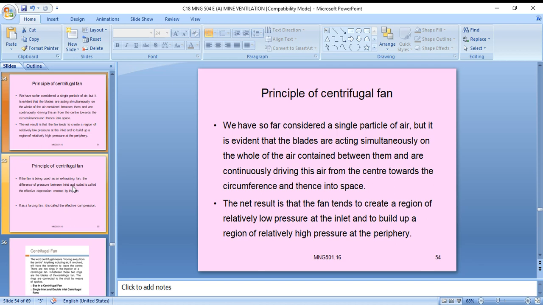So that is the basic thing you have to understand. Because of the pressure differences, a vacuum is created inside, so that air is automatically forced to come to the inlet location, where the blade is rotating rapidly. So automatically it is creating high pressure, and the air is thrown out through the outlet.